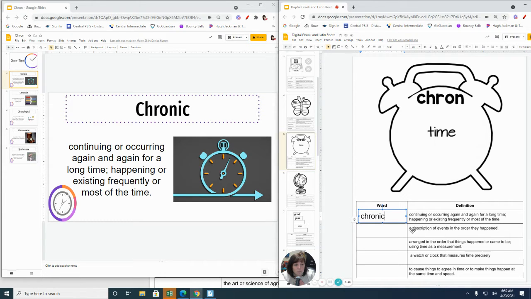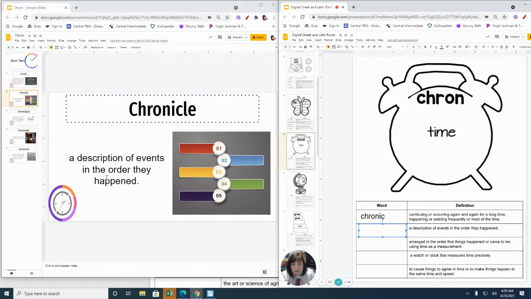So the second one is a description of events in the order that they happen. Now, this is the one that we've learned when we did order and sequence. That is a chronicle. A lot of times when we talk about newspaper articles, some newspapers are actually titled that they are a chronicle, like it might be the New York Chronicle, like the name of a paper. And it is just a description or writing of events in the order that they happen.